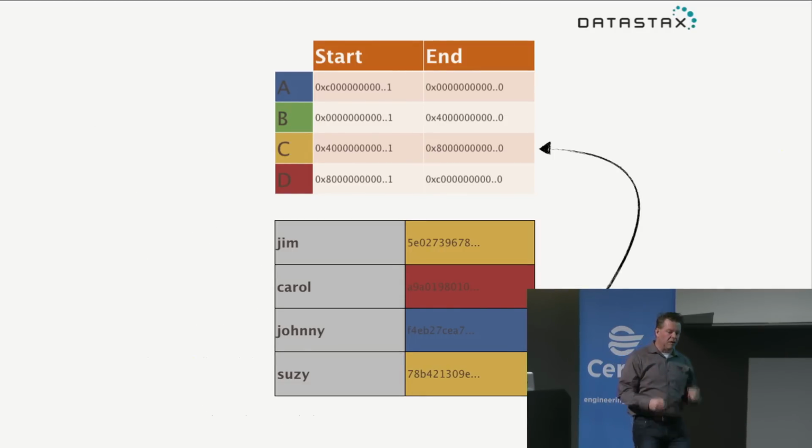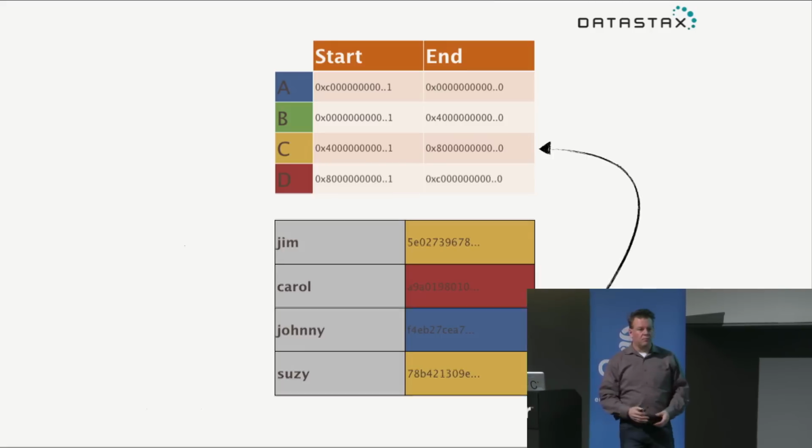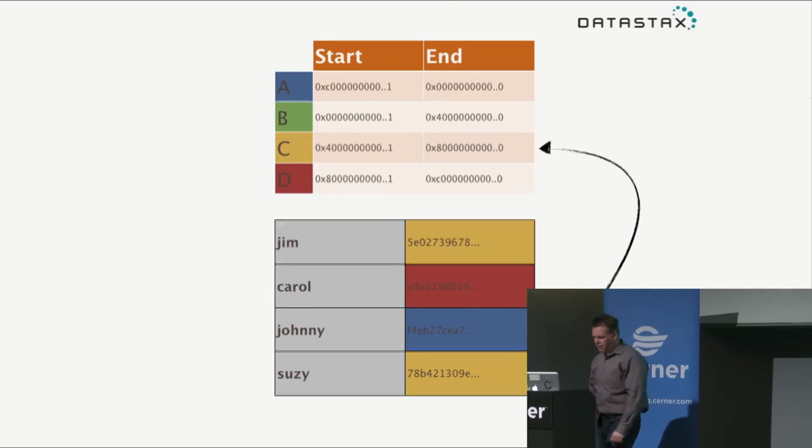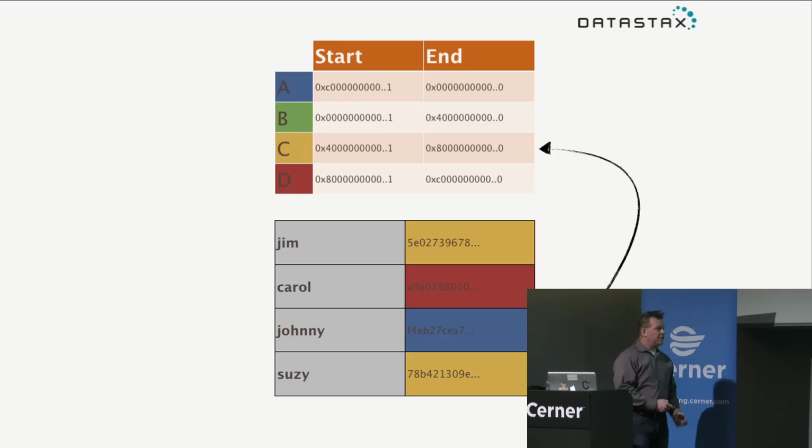Because we're using MD5, it's somewhat random, so you get a good distribution of your data across the ring. But it's also consistent, so the client doesn't have to ask. It just says, here it is. The other thing that's really cool is we get a leg up on things like replication.